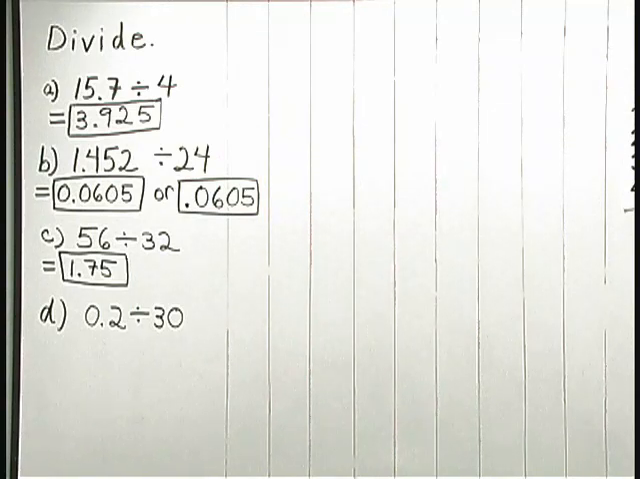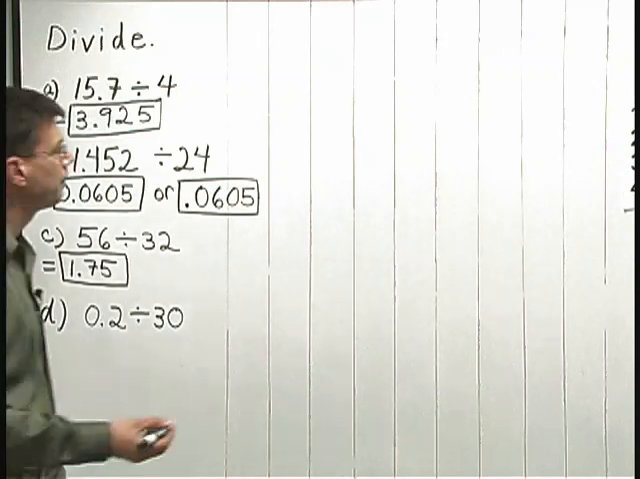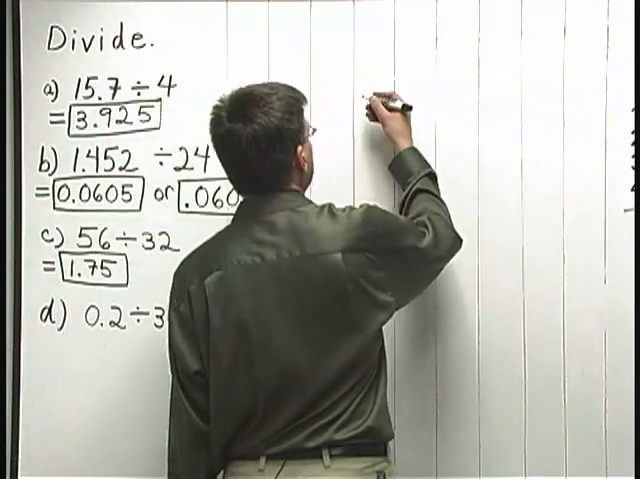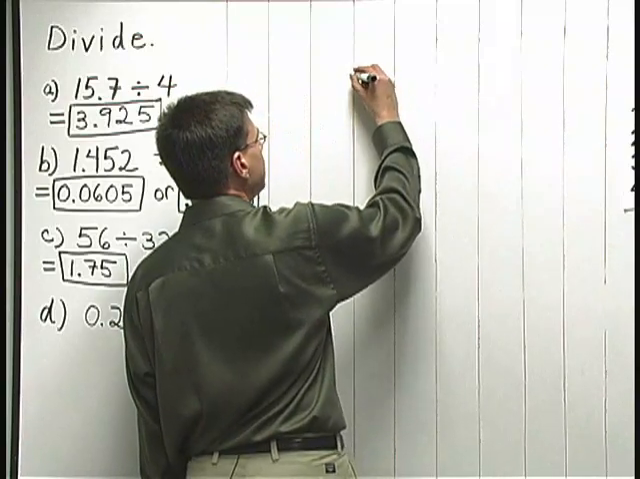We got one more to go. Let's go ahead and get to work on D, our last problem in this group, 0.2 divided by 30. So I'll set up my long division box.